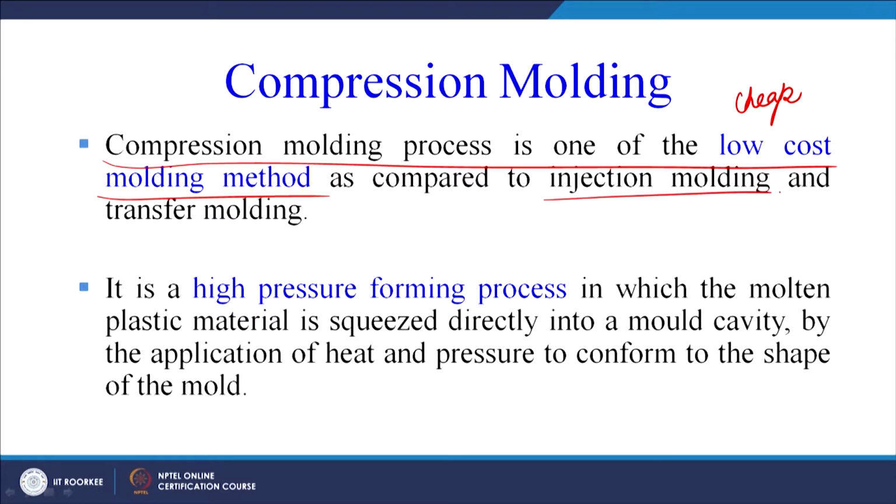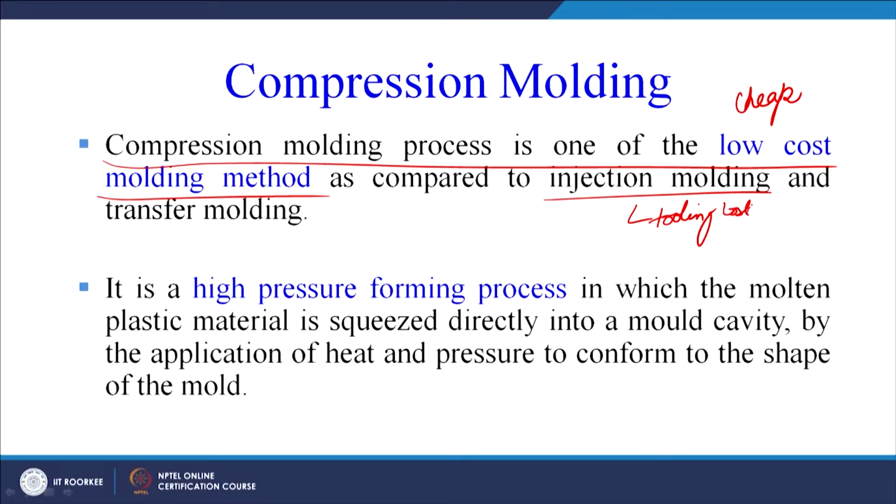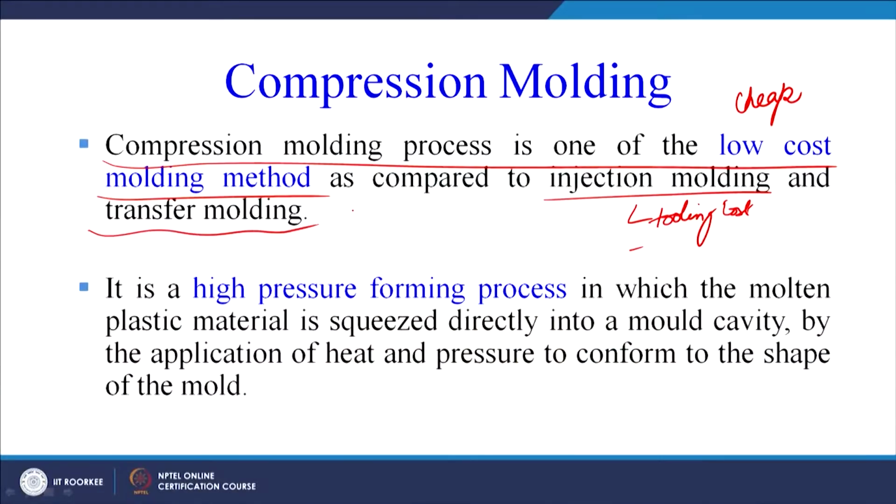In injection molding, the die cost or the mold cost is high. So, the tooling cost is much higher, and the control part is a little bit more electronic based. These days we have very high end compression molding machines also, but overall, injection molding is a costly process as compared to compression molding. Similarly, transfer molding is also relatively costly as compared to compression molding. Compression molding is a mass scale manufacturing process which makes plastic parts in a relatively inexpensive manner.